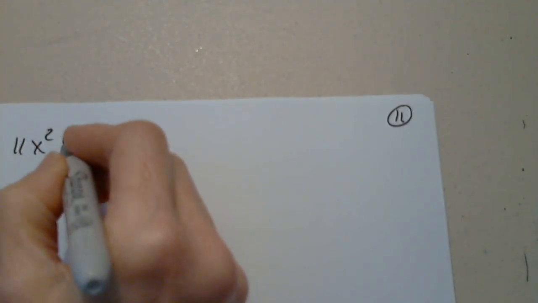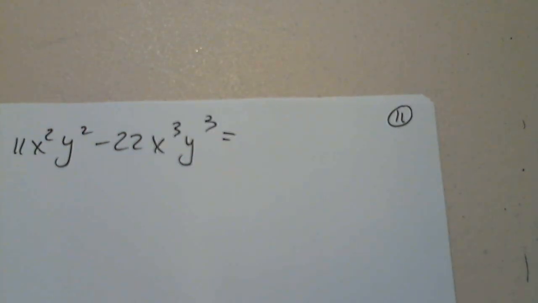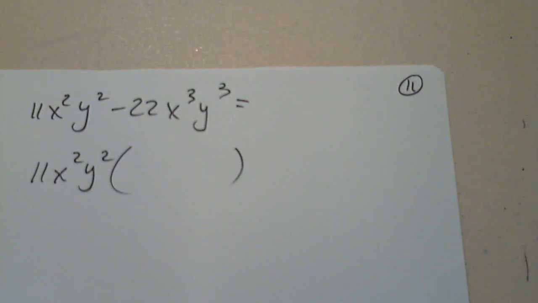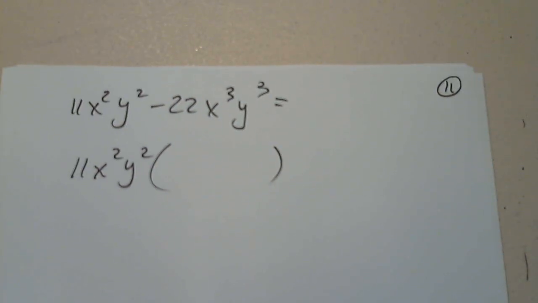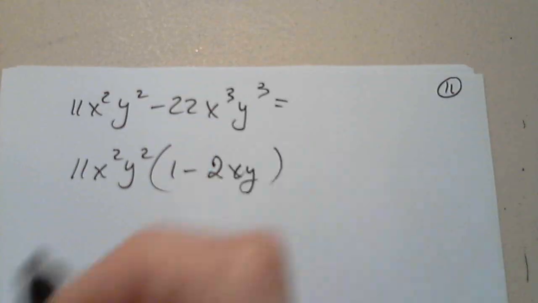Eleven x squared y squared minus 22 x to the third y to the third. And the greatest common factor is obviously 11 x squared y squared. The smallest power for x is 2, the smallest power for y is 2, and 11 and 22 have a common factor of 11. So this is 1 minus 2xy.